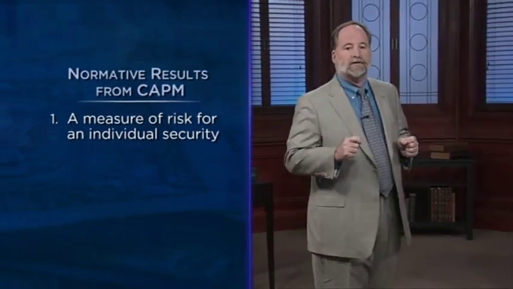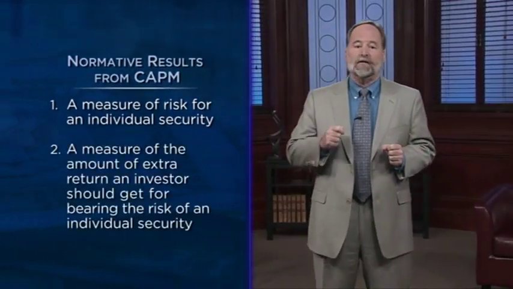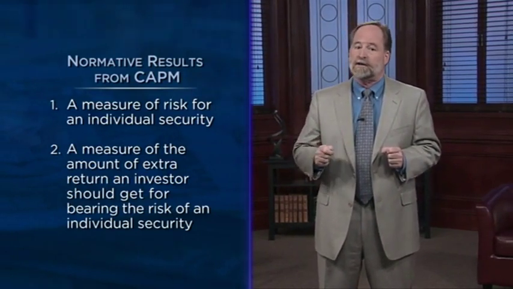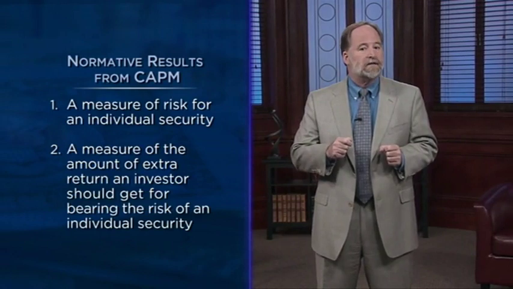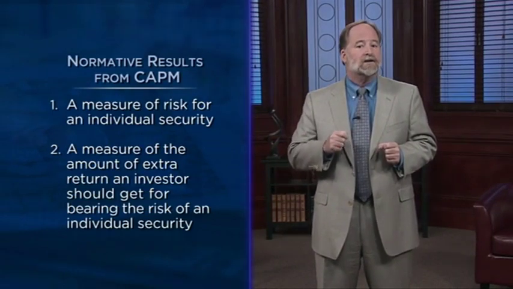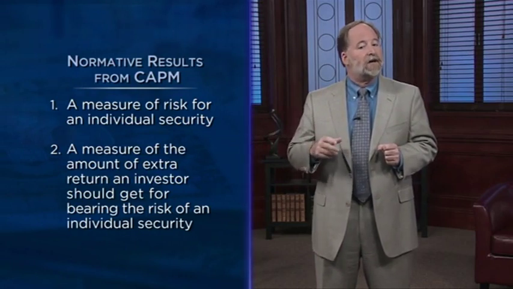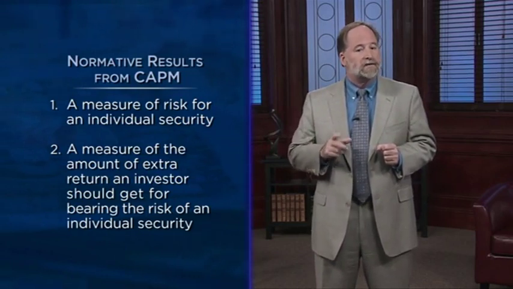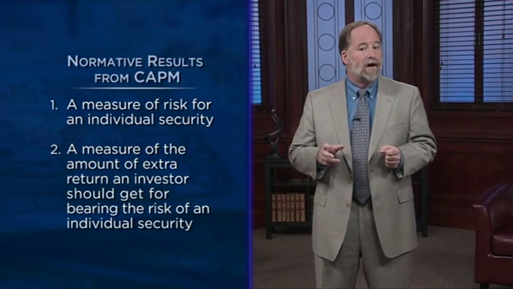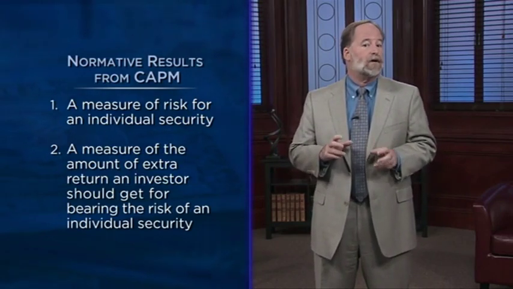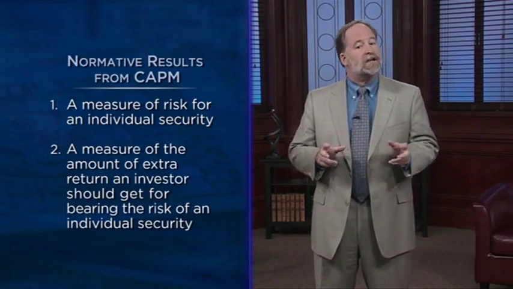The second normative result is a measure of the amount of extra return an investor should get for bearing the risk of an individual security. This is normative in the sense that it tells you the rate to use when discounting future cash flows, given the riskiness of those cash flows. It also tells you when a security is mispriced, which then suggests a trade opportunity. We will discuss how to exploit such mispricings in a subsequent lecture.